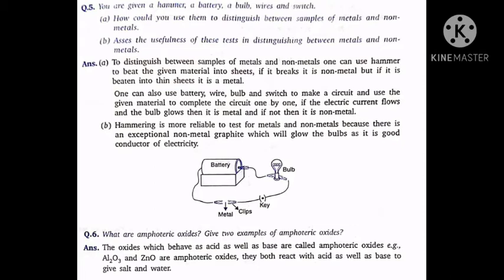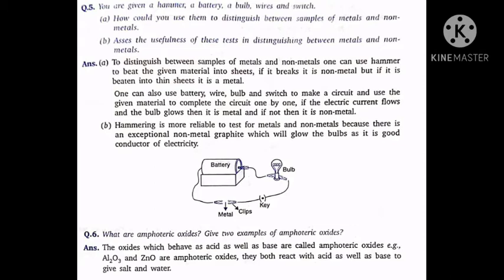Answer A. To distinguish between samples of metals and non-metals, one can use a hammer to beat the given material into sheets. If it breaks, it is a non-metal. But if it is beaten into thin sheets, it is a metal.